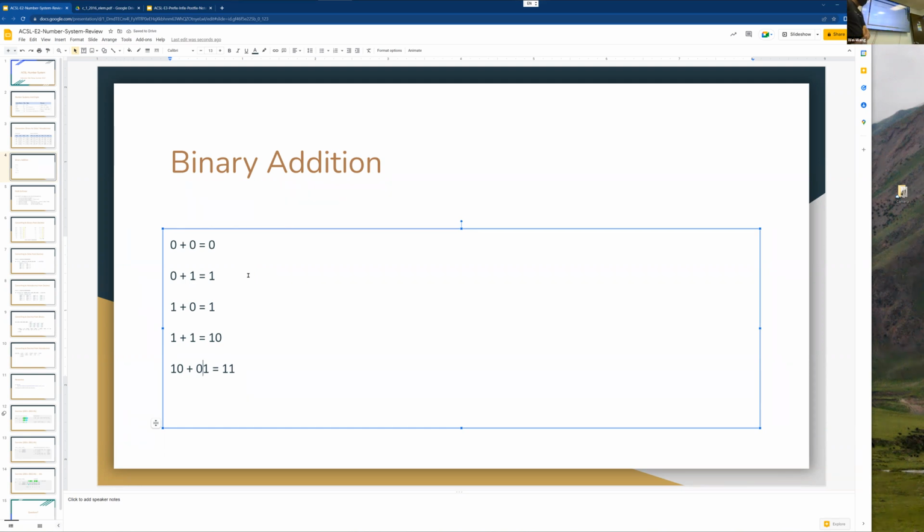1 0 plus 0 1. And if you line these up, it would be 1 0 and 0 1, right? Then you do the addition here, digit by digit. 0 plus 1 is 1, and then 1 plus 0 is also 1. Now, what if we do 1 1 plus 1 more?